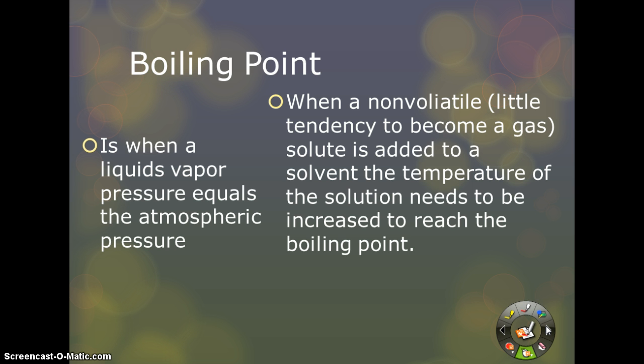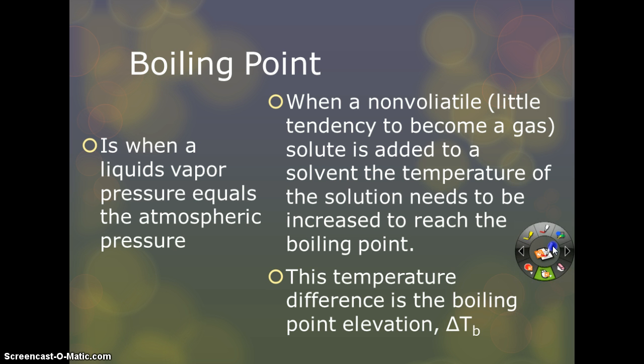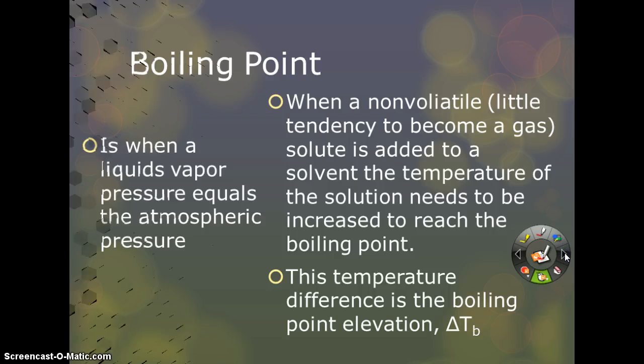If you have a pan of pure water and you try to boil it, it's going to boil at 100 degrees Celsius. If you add enough table salt, you're going to have to increase the temperature of the solution to get it to boiling. That temperature difference is called the boiling point elevation. Delta meaning a change, T for temperature, B for boiling. So delta TB is the boiling point elevation. How much did you have to increase the boiling point once you added that solute?